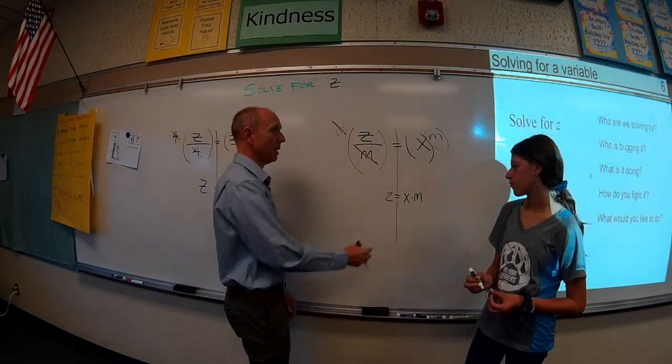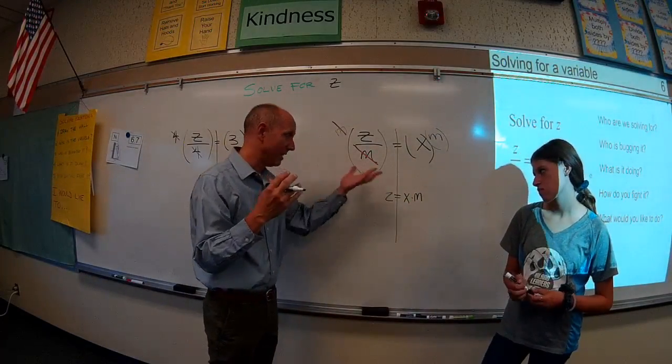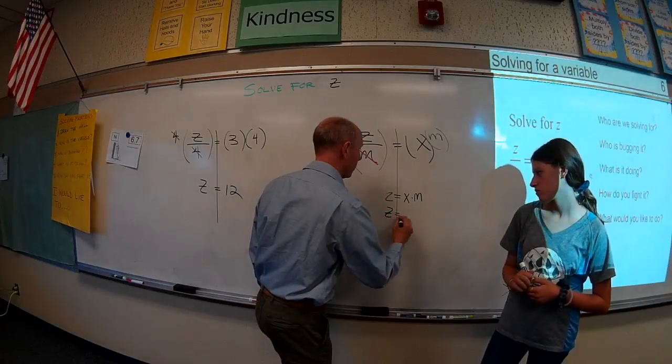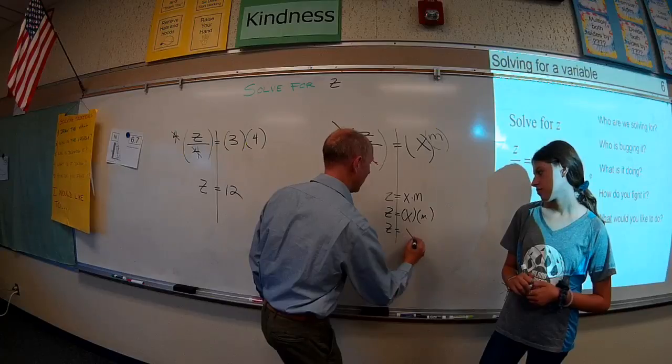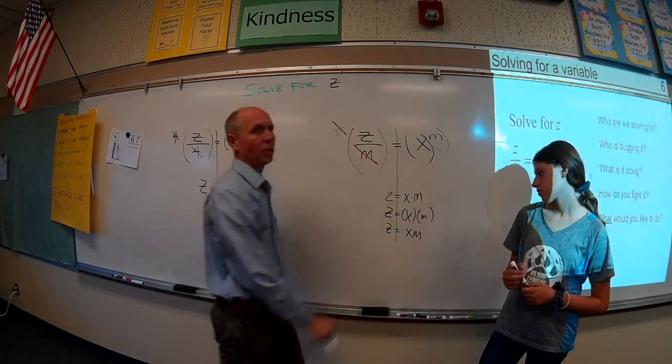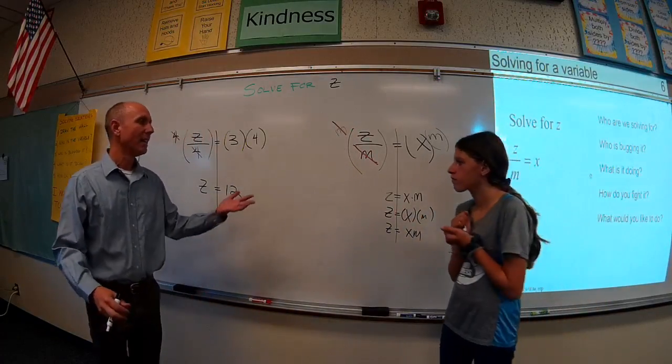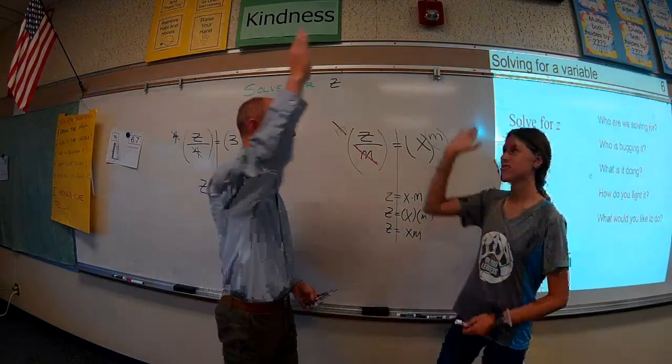Z equals xm, either with a dot or in parentheses, but even without that, you could write it as z equals xm. All of those are showing multiplication. Now, perfect, high five, well done, man.